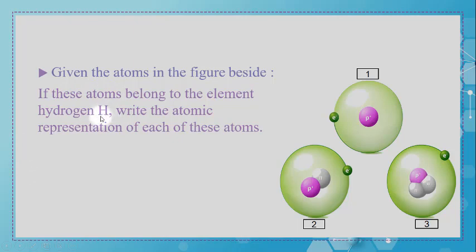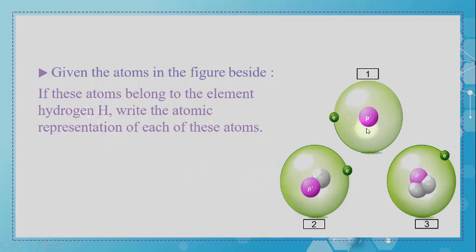The atomic representation consists of the symbol of the element, and the atomic number is written in the lower left side. The mass number is written in the higher left side.